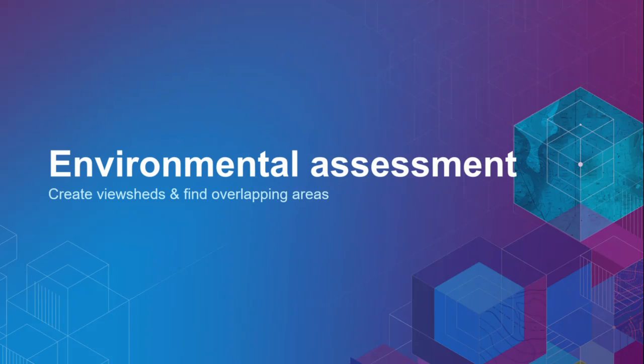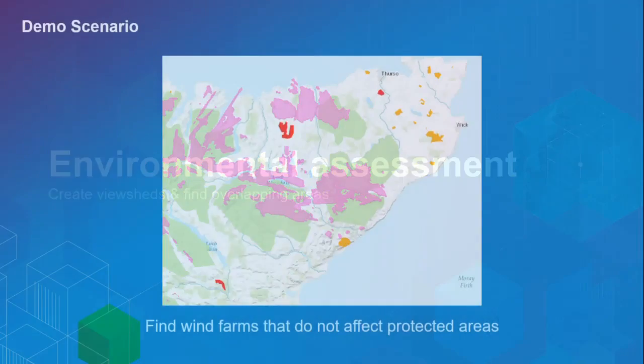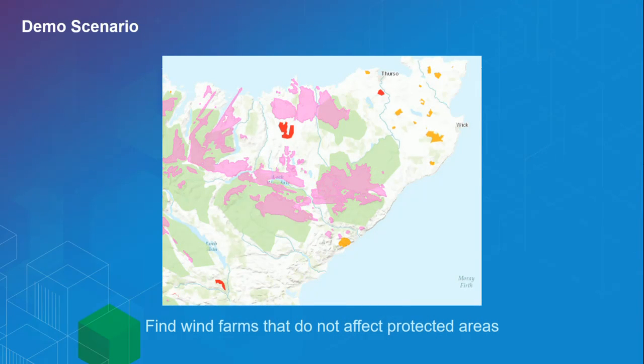My second demo is about a preliminary environmental assessment of wind farms. I'm going to create view sheds and find some overlapping areas. So the scenario for this is that a large-scale wind farm project is underway. In-depth environmental reviews must be done on the wind farm site applications, but the list of proposals will be narrowed down first to remove any proposals that are located on or within view of protected lands.